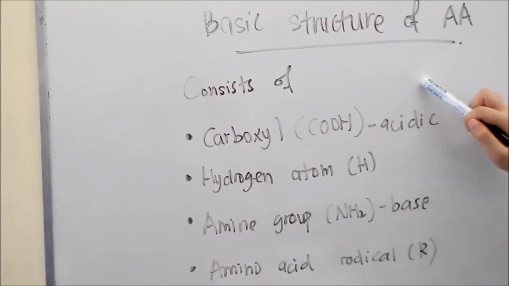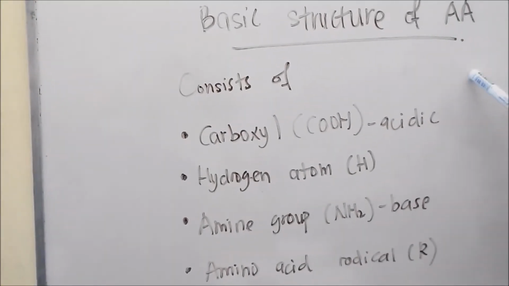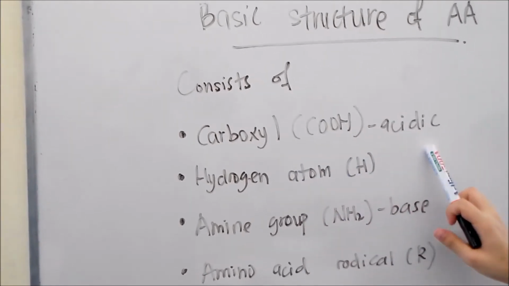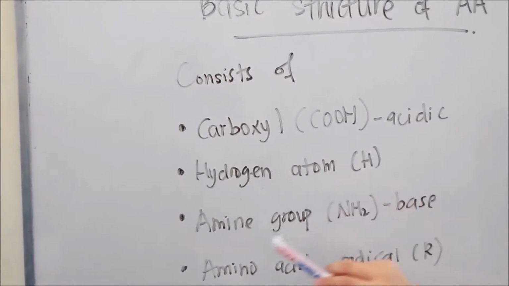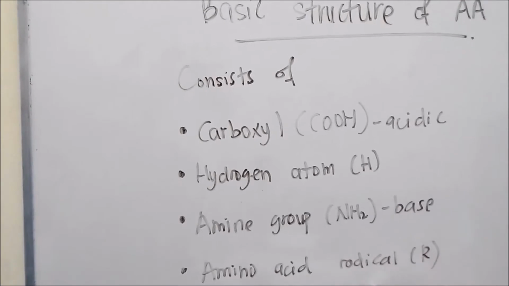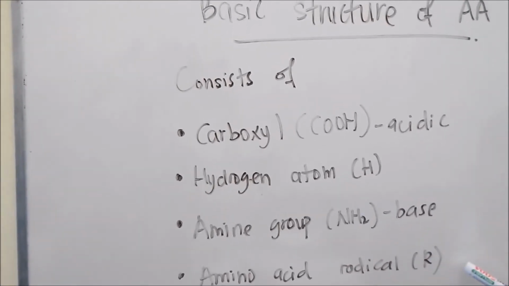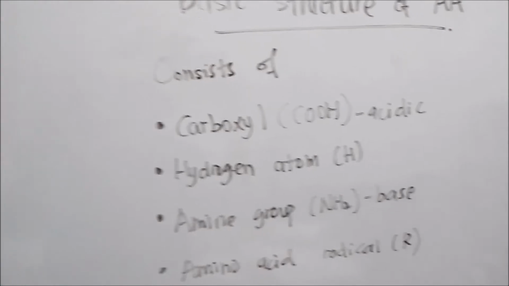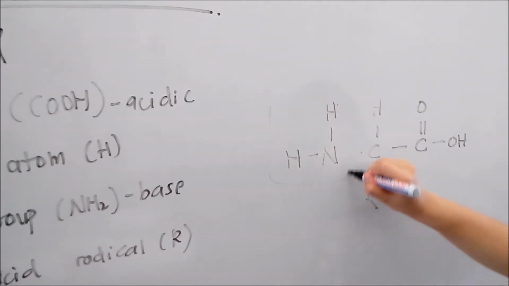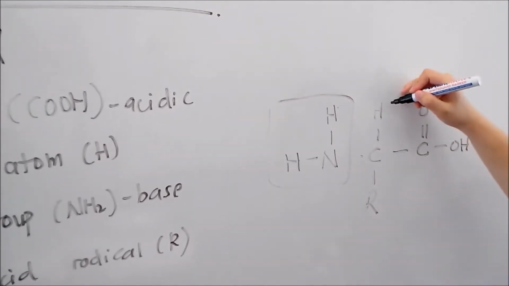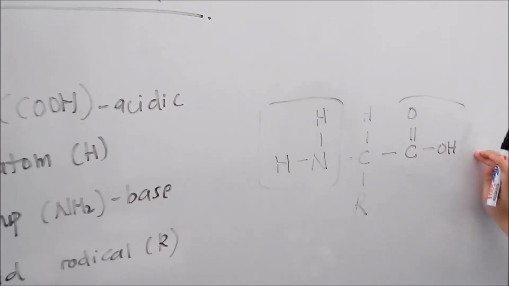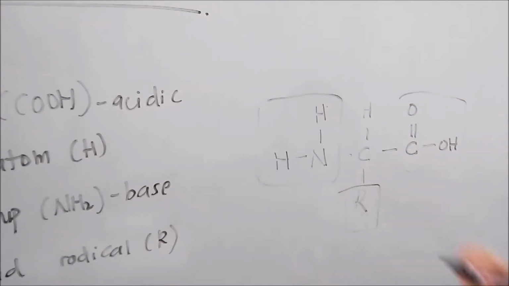These are the basic structure of amino acid. Amino acid consists of a carboxyl group, COOH, which is acidic, a hydrogen atom, an amine group, NH2, which is basic, and an amino acid radical, R, which we also call the side chain. So how to draw the structure of amino acid? NH2, this is the amine group. Then this is the H, and COOH, this is the carboxyl acidic group, and this is the side chain.